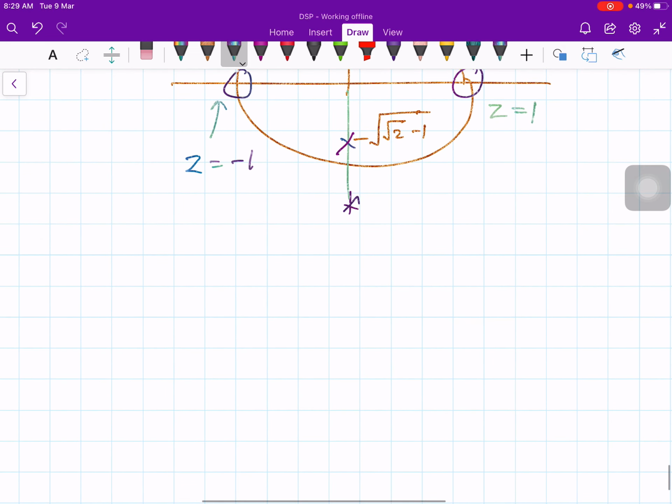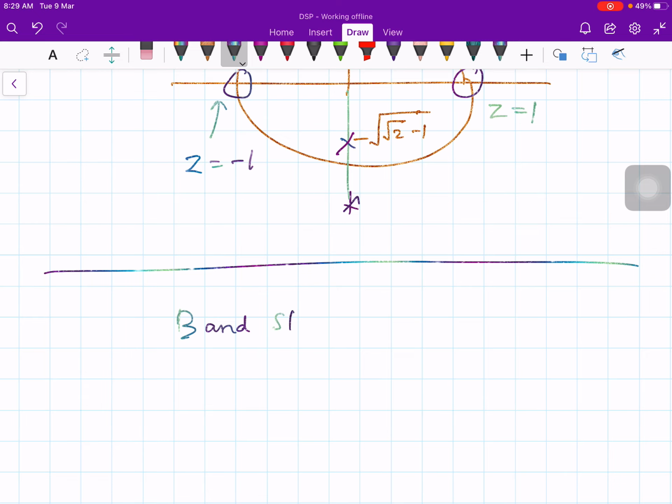Okay, so that's it. Now let's talk about a band stop filter, BSF.